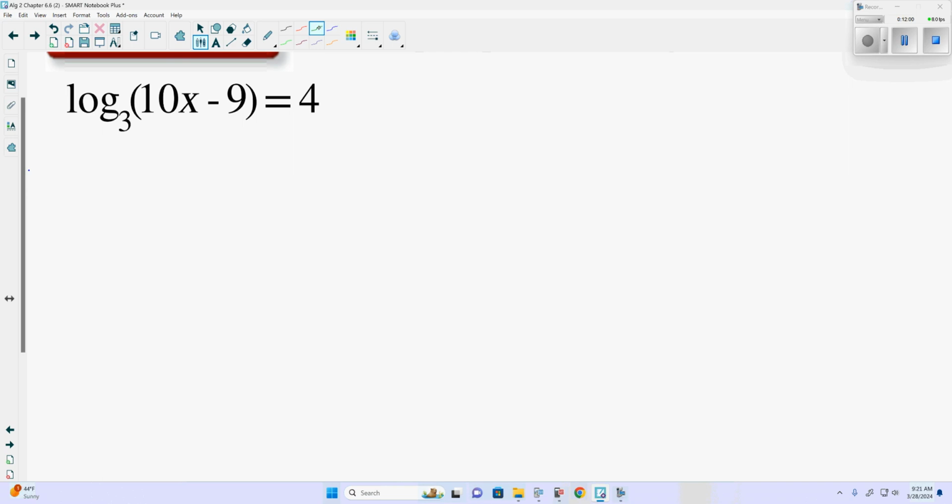Now, solving this here, again, we need to get the variable out of the log. So what can we do first? We can put both sides to the base of 3. So we have 3 to the log base 3 of 10x minus 9. Those are gone, telling us that 10x minus 9 is equal to 3 to the 4th. Again, 3 to the 4th is a nice number, yes? 3 to the 4th is 81.